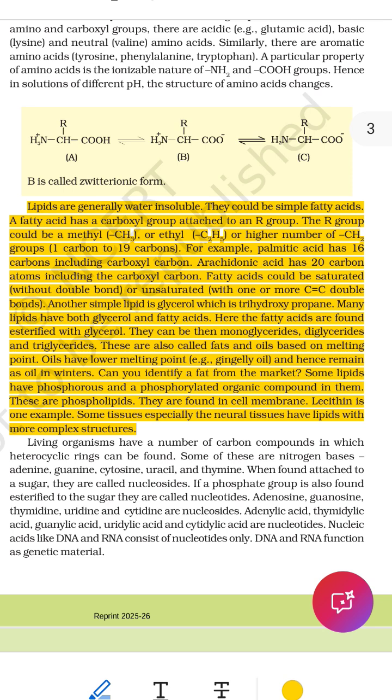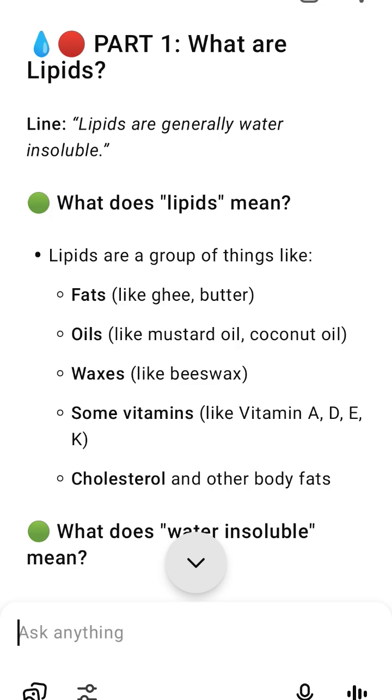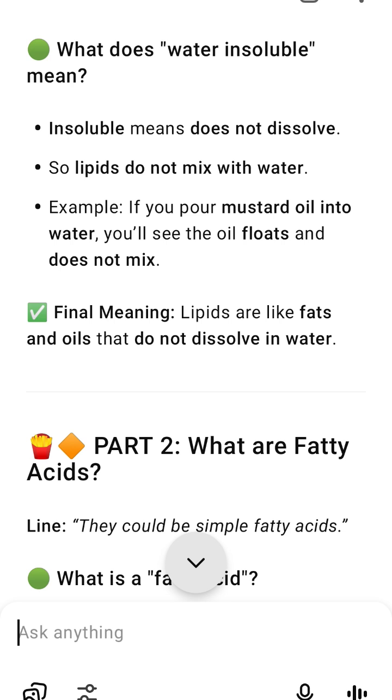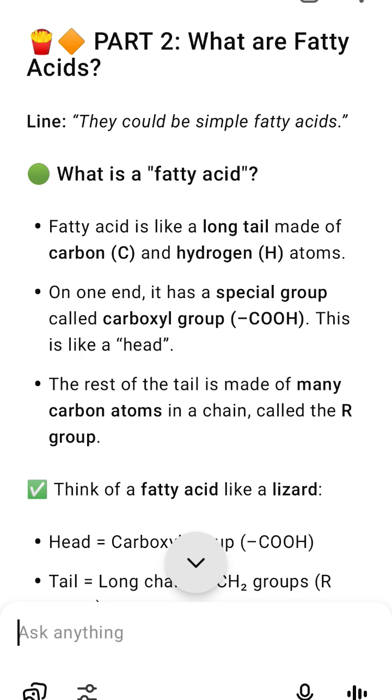1. What are lipids? Lipids are a group of natural substances. They include fats, oils, waxes, some vitamins A, D, E, K, cholesterol, and other body fats. Lipids are very important for giving energy, storing fat, building cell membranes, helping brain and nerves work. Important feature: lipids are water insoluble, meaning they don't mix with water. Like when you put oil in water, it floats.